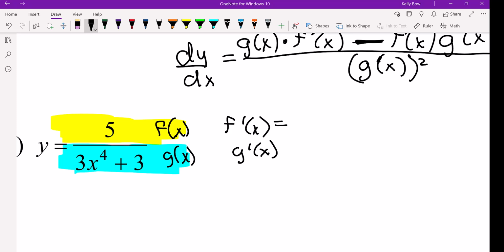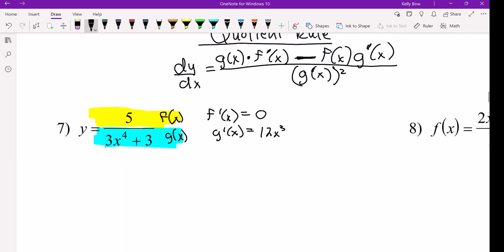Well, the derivative of a constant is always 0. That's going to be nice. And then the derivative of this function looks like it is 12x cubed. And then we're going to follow the rule.